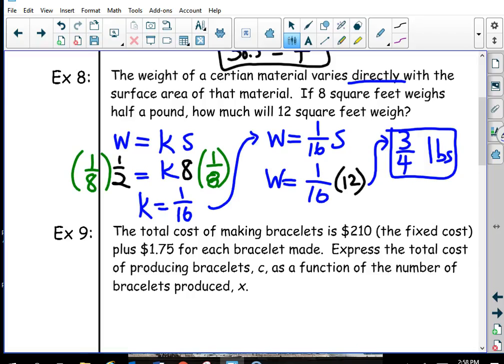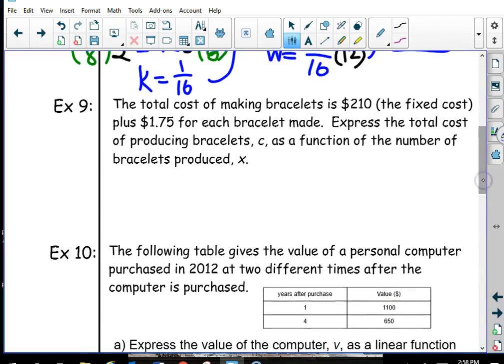Okay, next one. As you read the next one, you notice that the words directly and inversely don't appear. That's because this is a linear equation. Total cost of making bracelets is $210. That's the fixed cost, probably equipment, whatever, plus $1.75 for each bracelet made. Express the total cost of producing bracelets as a function of the number of bracelets produced, x. So remember, they don't say it, but this is a linear equation.